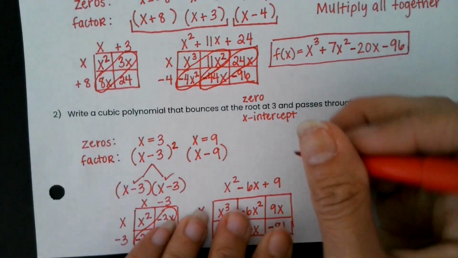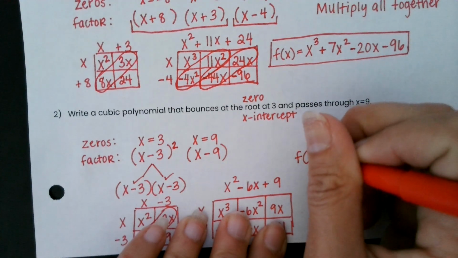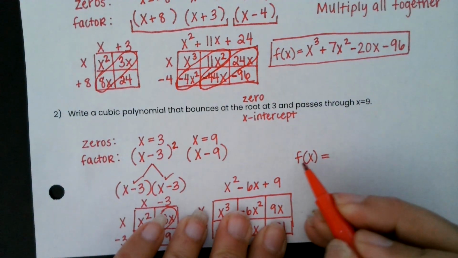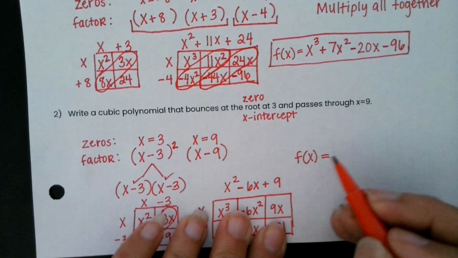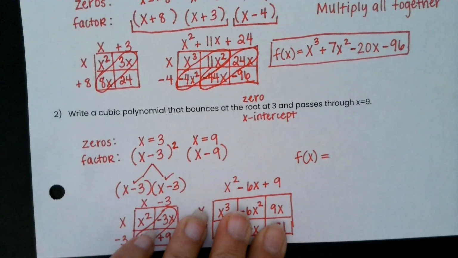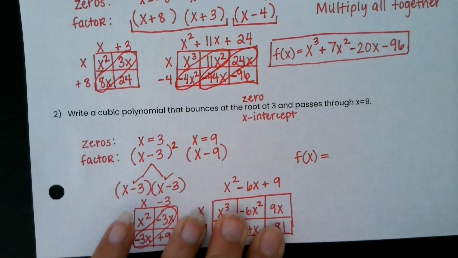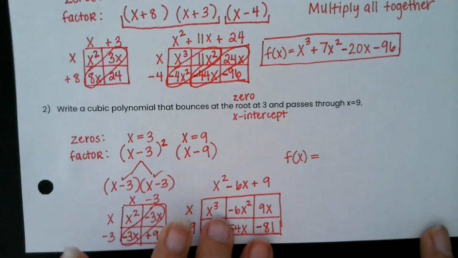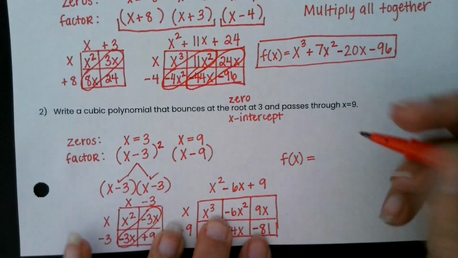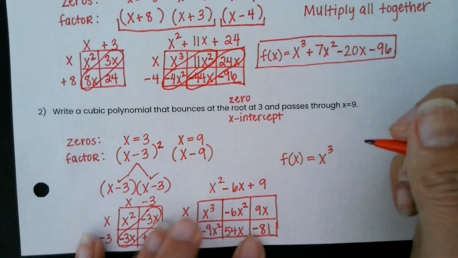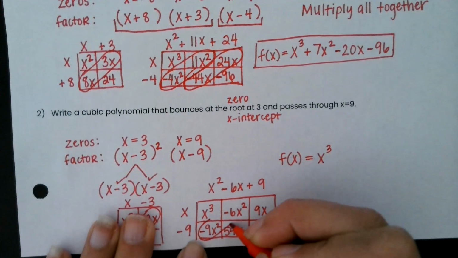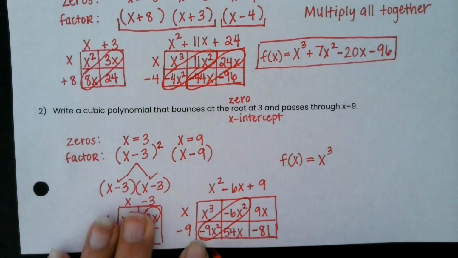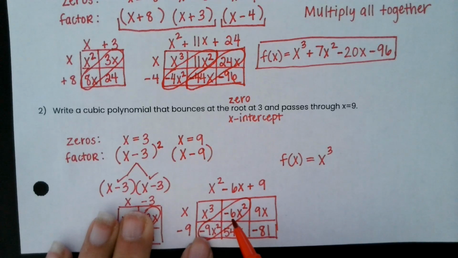So f of x equals. I'm only writing that because usually when you write the whole equation, you write y equals, or remember f of x is the same thing as writing y. We're just saying it's a function by writing it that way. f of x equals x cubed at the front. We can put the x squareds together. Negative 9 and negative 6 is negative 15. 9 and 6 is 15? Yeah.